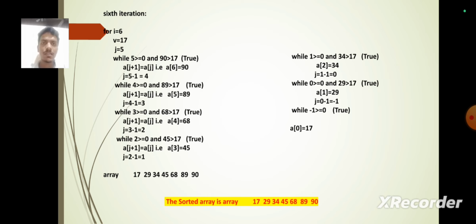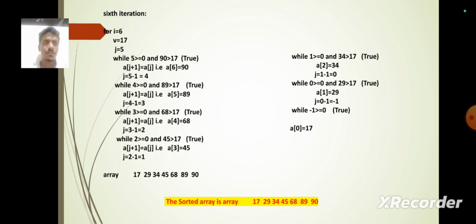a of j plus 1 equals a of j. j equals 2 minus 1 equals 1. And while statement 1 is greater than or equal to 0 and 34 is greater than 17. If the statement is true, a of 2 equals 34.